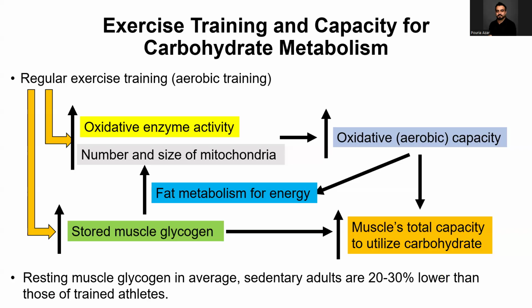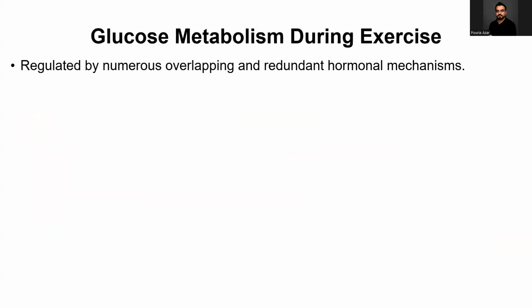So this is really interesting, right? Resting muscle glycogen in average sedentary adults is 20 to 30% lower than that of trained athletes. And 20 to 30% is a huge number. So this shows how exercise and engaging in different physical activity can train our muscles to store more glycogen and to use more of the oxidative system or aerobic system to utilize more fat and more carbs.